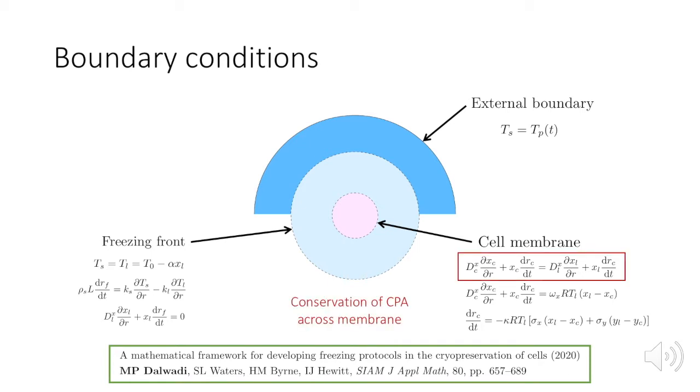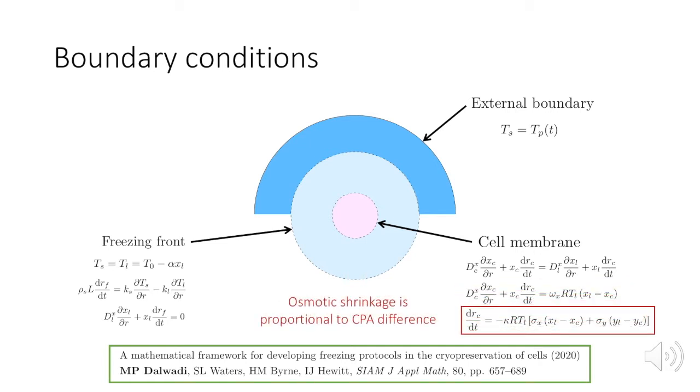The first condition says that the CPA flux is conserved across the membrane. The second condition says that this flux is proportional to the concentration difference across the membrane. And the third says that the cell shrinkage is down to osmotic effects, so it's proportional to the concentration difference across the membrane.